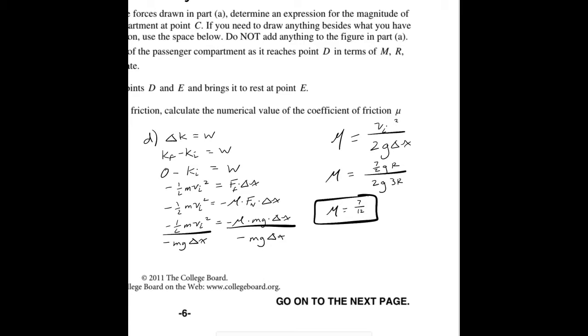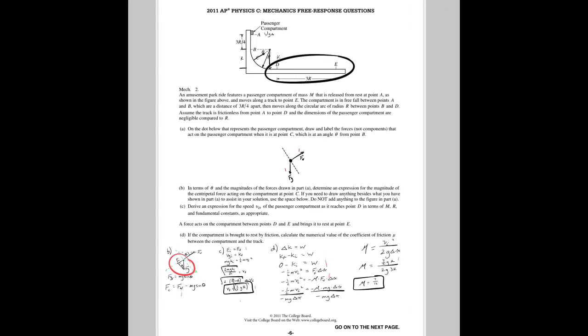So let's look at points on this one. You get a correct expression for relating the work done by the friction force to the kinetic energy. So that would be 1 point for that. You get 1 point for the correct expression of the frictional force, so 1 point there. And then you get 1 point for the correct substitution of the velocity. So 3 points on that problem. Remember, it's important to show all that work.